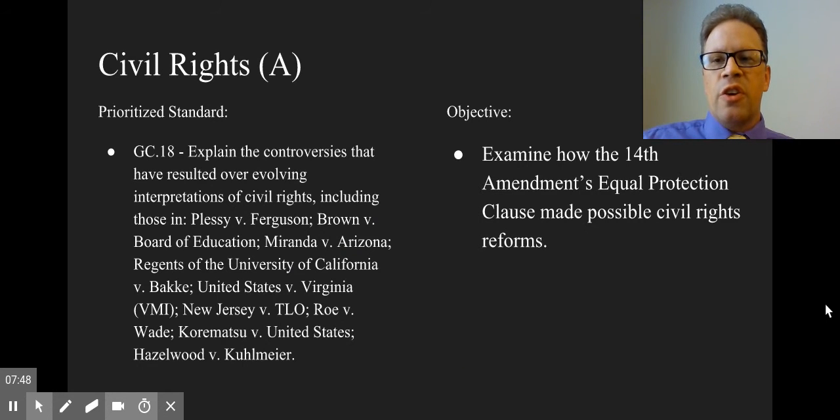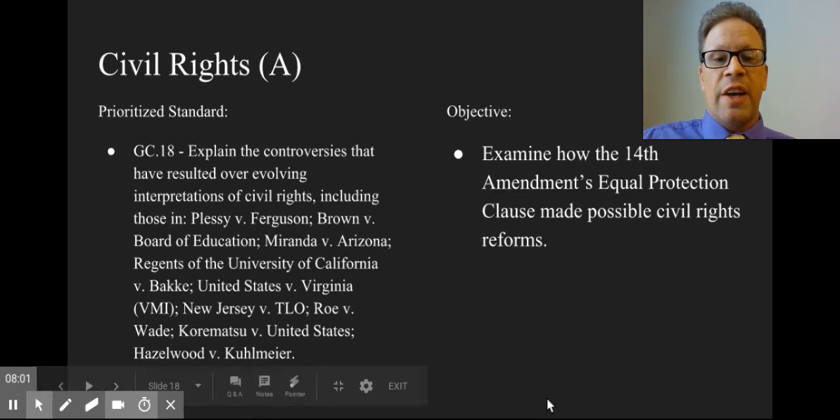All right, this concludes the Civil Rights, Section A, Equality Before the Law lecture. We hit Government Civics Standard 18, and objectively now you can examine how the 14th Amendment's Equal Protection Clause made possible civil rights reforms.